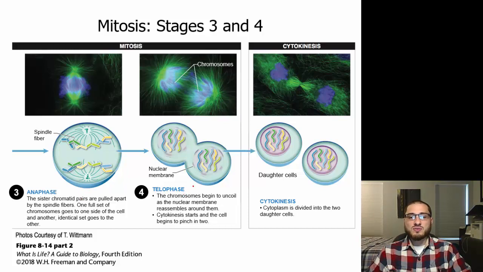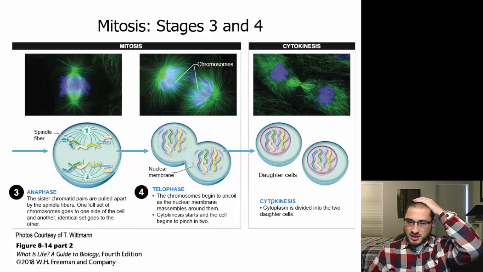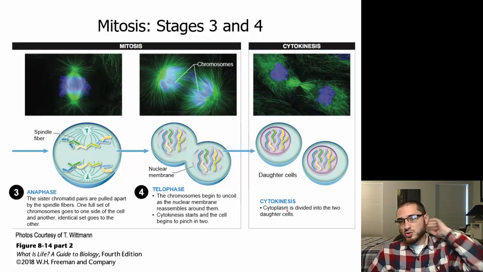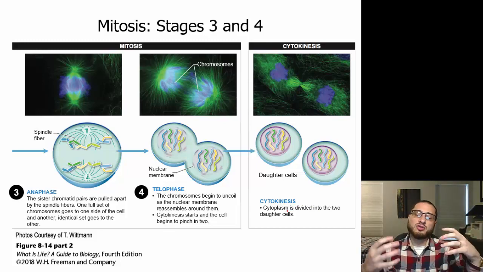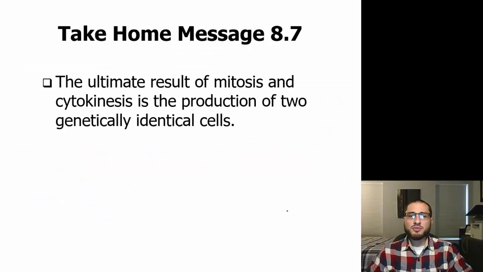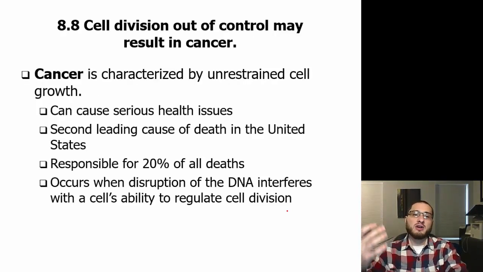Then in telophase, the chromosomes begin to coil as the nuclear membrane reassembles around them. In cytokinesis, the cytoplasm is divided into two daughter cells, and now you have two identical daughter cells that came from one parent cell. So the ultimate result of mitosis, along with cytokinesis, is the production of two genetically identical cells, these sister cells that came from one parent cell.